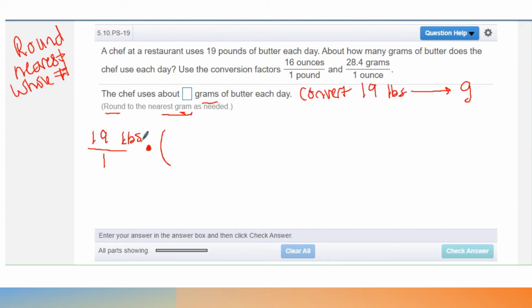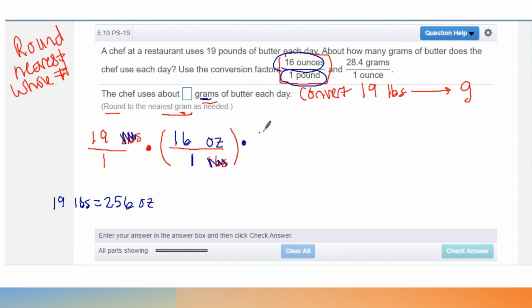Since I want to start with pounds and convert it into grams, I need pounds to cancel out first. So if I look to see which conversion factor I need, it's going to be this one right here. Since I have pounds in the numerator, I need to put pounds in the denominator. So the part of my rate that's pounds is for every 1 pound. I'm going to put 1 pound in the denominator. There are 16 ounces, so that goes in the numerator. So pounds and pounds will cancel out.